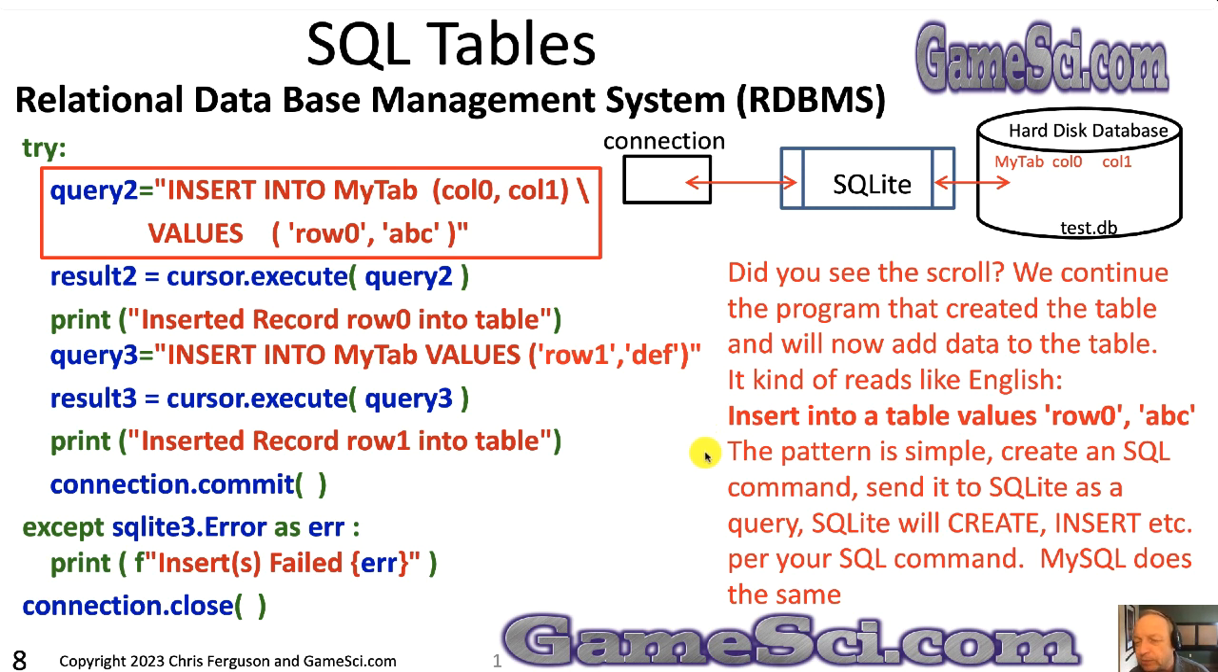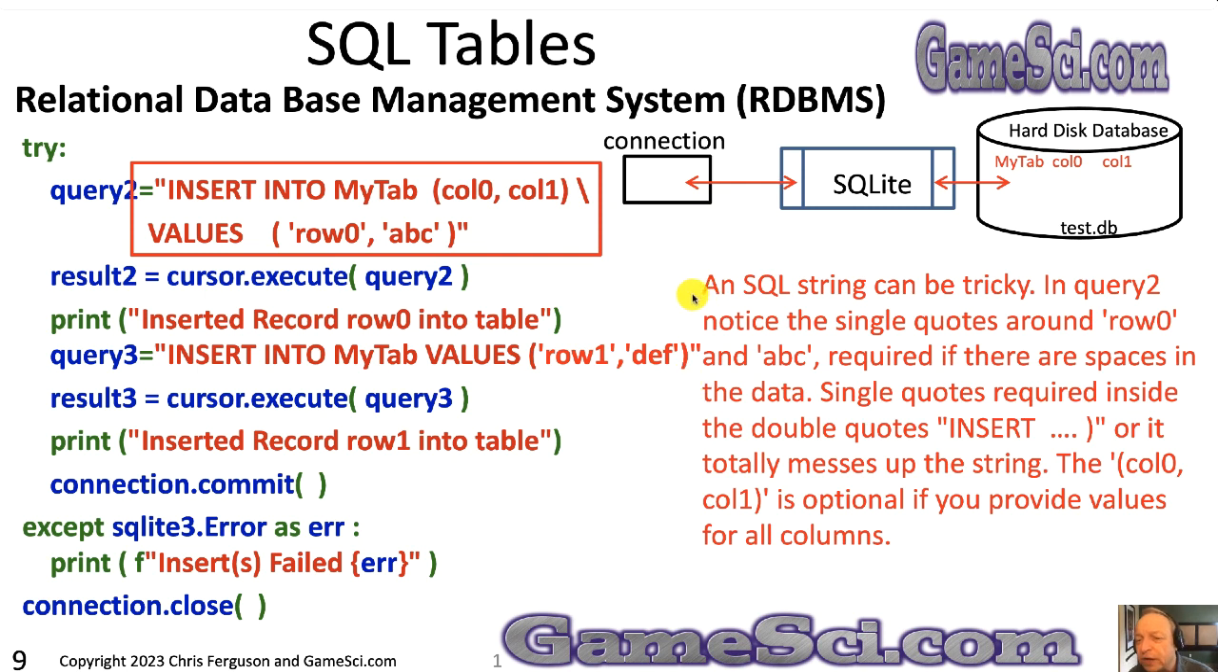The pattern is simple. We create an SQL command, we send it to SQLite as a query. SQLite will create, insert, etc., per your SQL command. MySQL does the same thing. This is the exact same code you'd write if you were using MySQL instead of SQLite. Patterns are important to computer science. We create a query and we use the connection to send the query and have the database execute a command, be it create a table or insert data into a table.